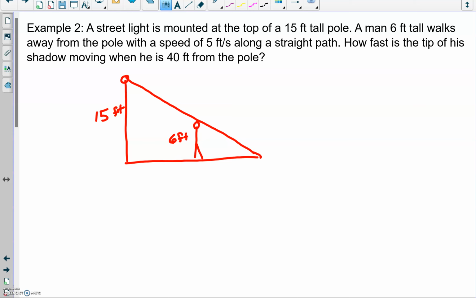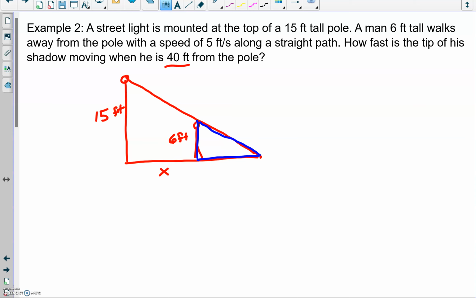And in fact, if I focus on this little triangle here, it's similar to the bigger triangle that has the 15. So I've got to find some way to relate that stuff together. And let's go ahead and put some other variables in here, because the distance that the man is away from the pool, that's going to be changing. I'm just going to use a variable for this.